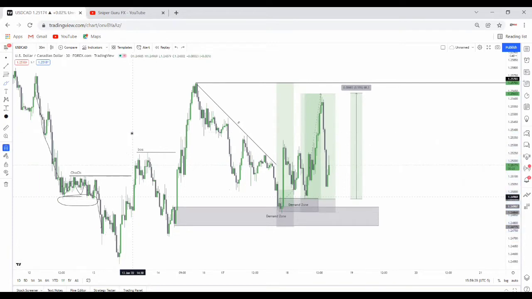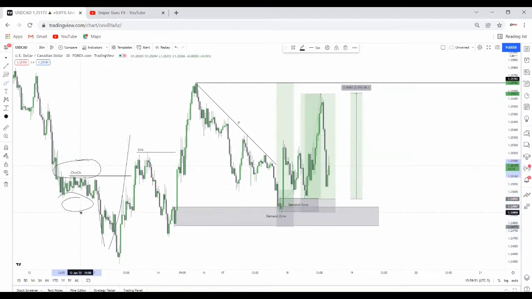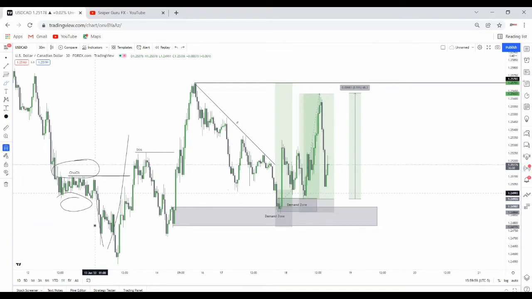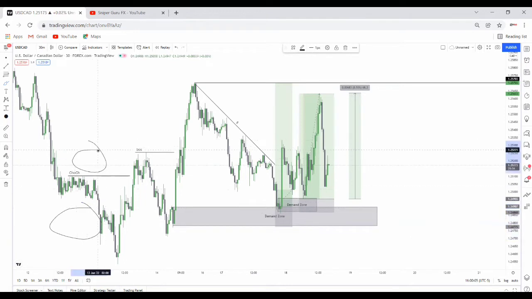And so when it does that, obviously it will grab that liquidity, come back down, and go back up to grab that buy side liquidity as well. This is where the sell side liquidity lies. This is where the buy side liquidity lies, right? So as soon as the market grabbed the sell side liquidity, it came back up to grab the buy side liquidity, and it broke above, right?